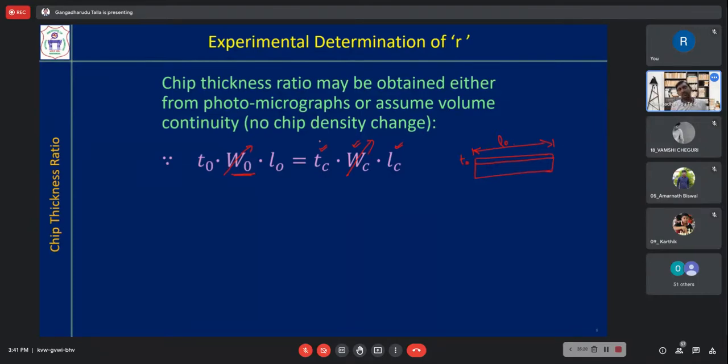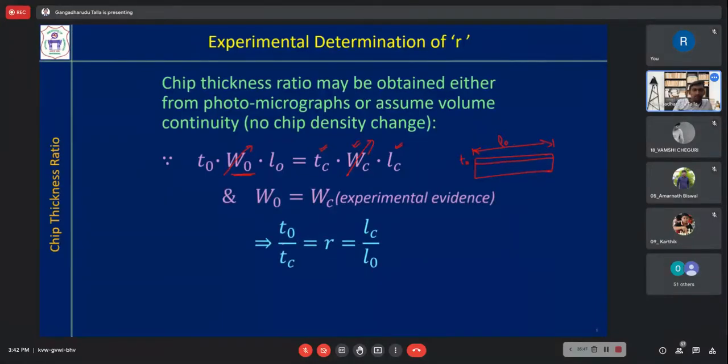If there is a change, there is movement of the chip in the lateral direction, so now the process cannot be orthogonal. So we assume that WO and WC are equal. So from this, now you can say TO by TC, these are almost equal, TO by TC is equal to LC by LO.